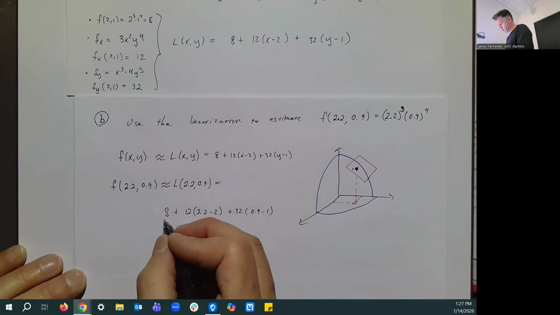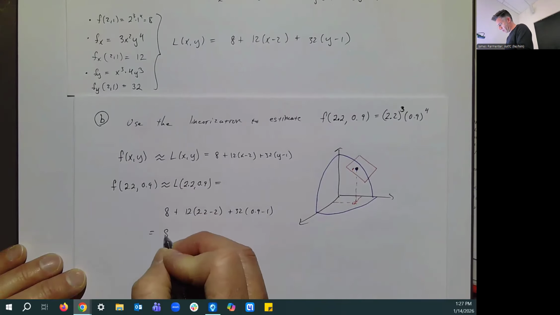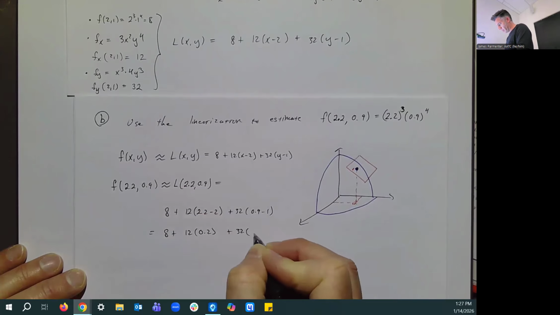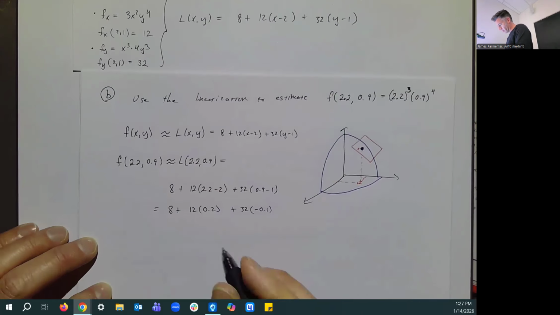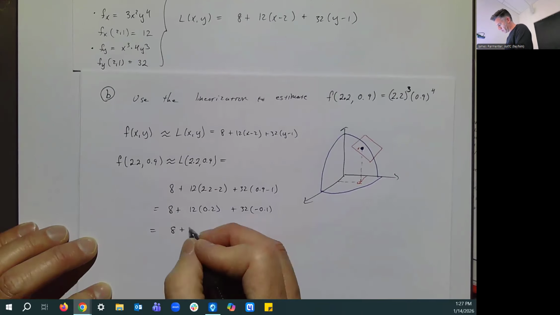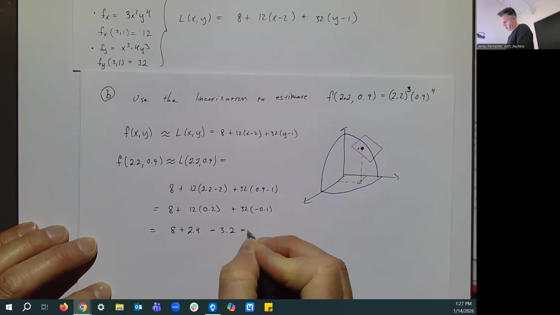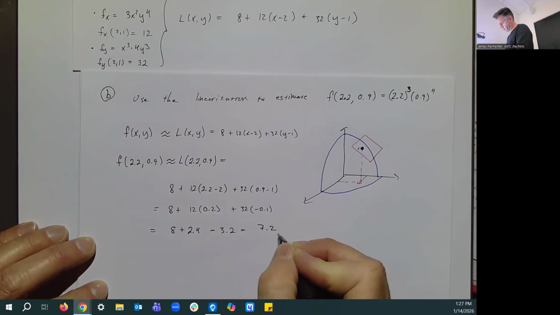So here we're going to get 8 plus 12 times 0.2 plus 32 times negative 0.1. That's looking like 8 plus 2.4 minus 3.2. That's going to be 7.2.